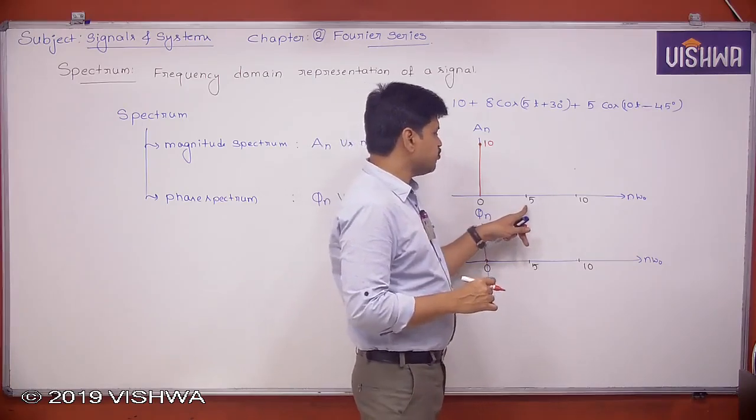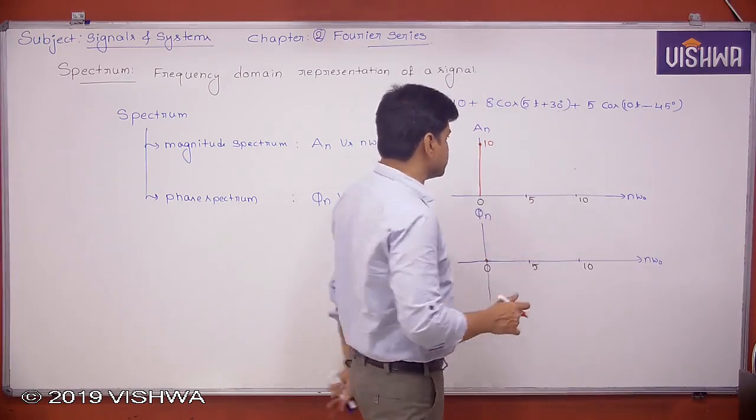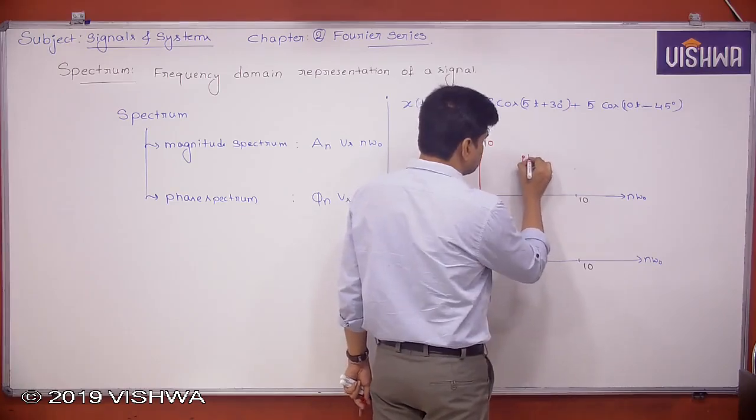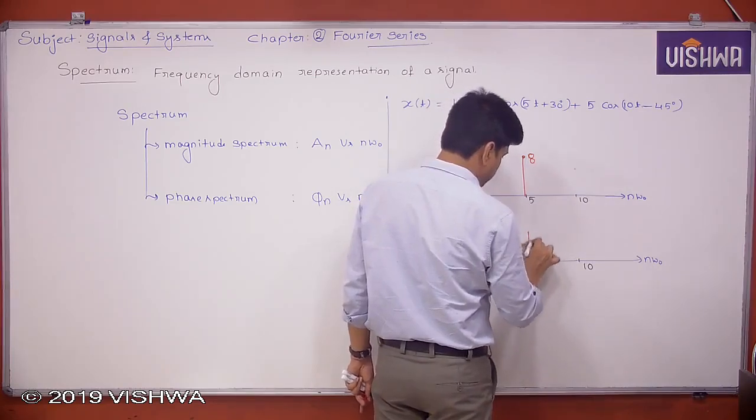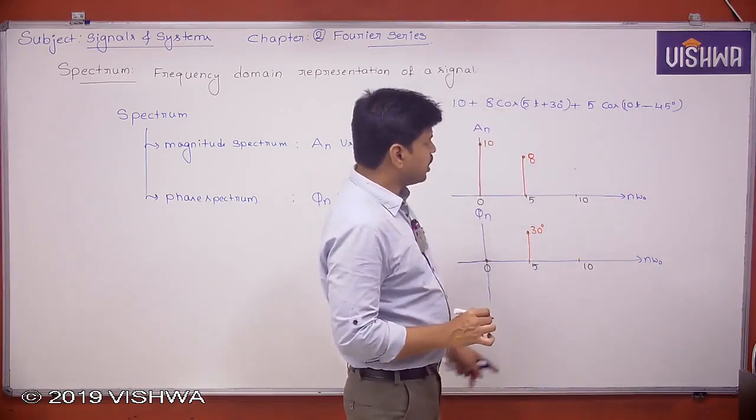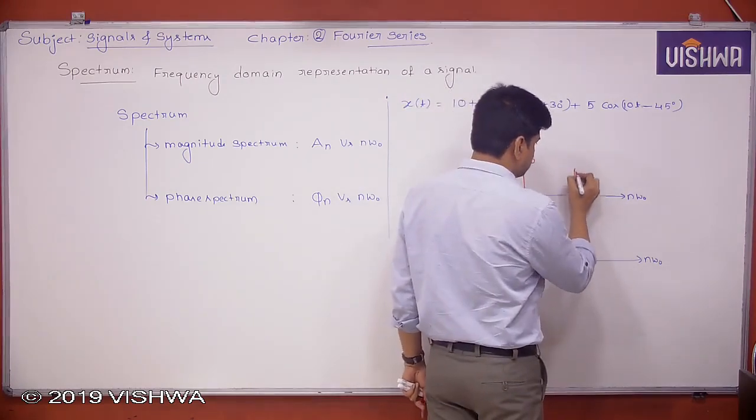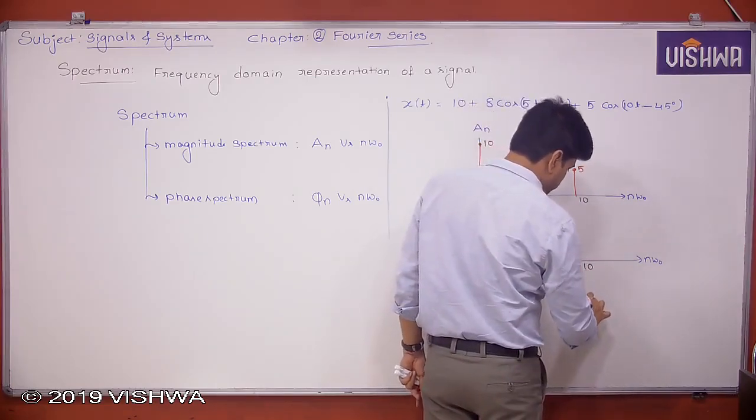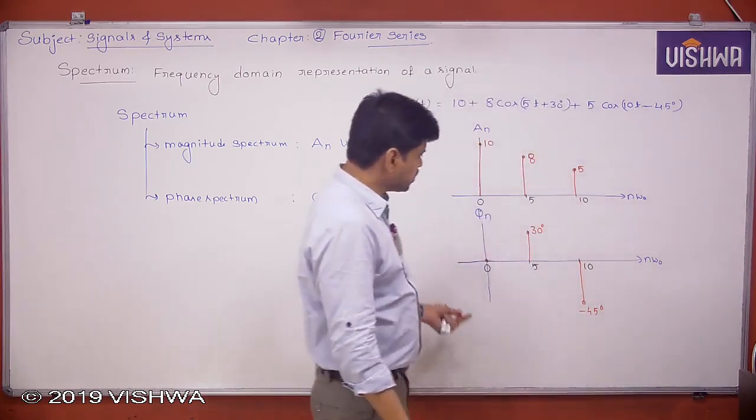Next, at frequency 5, what is the magnitude? 8. What is the phase? 30 degrees. So it has magnitude equal to 8 and phase equal to 30 degrees. At frequency 10, what is the magnitude? 5. What is the phase? Minus 45 degrees. So this is called the spectrum.